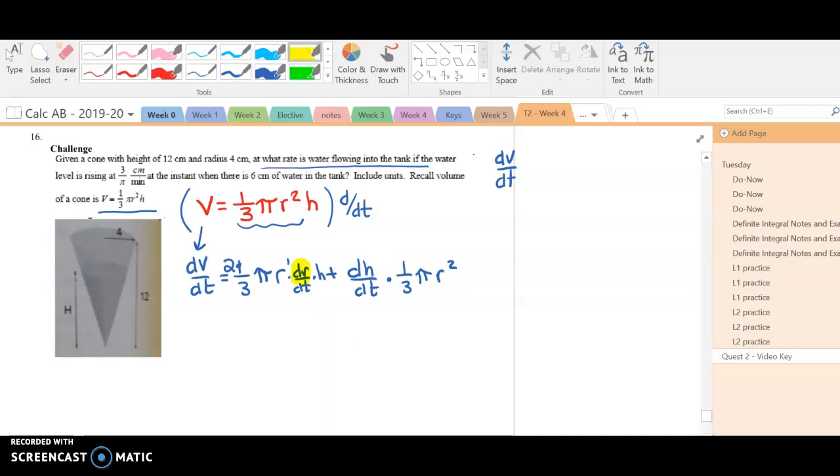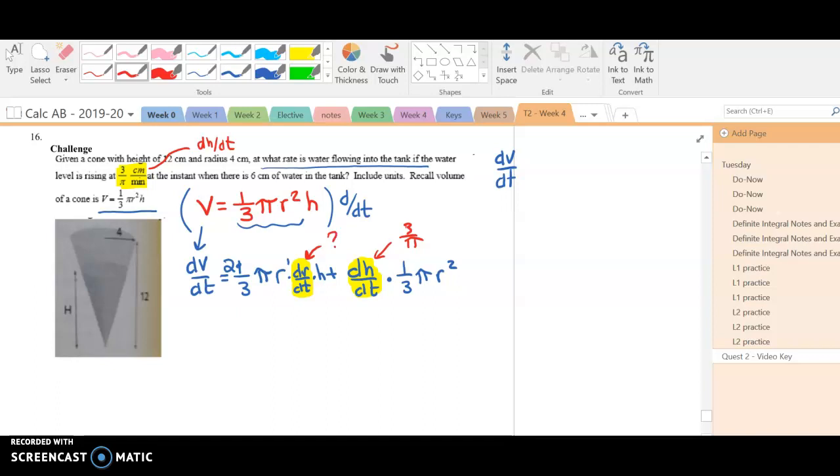But as you can see, we're left with a dr/dt and a dh/dt, and the only thing we were given in the problem is the water level rises at a rate of 3/pi centimeters per minute. Well, that's our dh/dt. So this I can plug in for 3 over pi. I don't have anything to put in here.